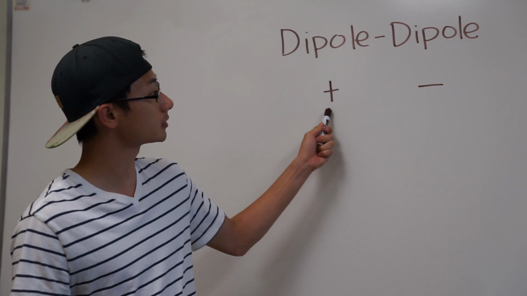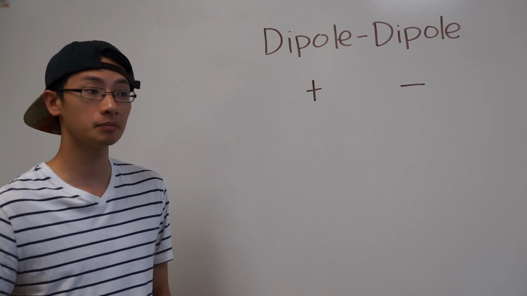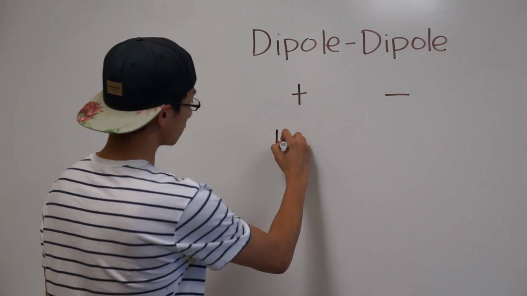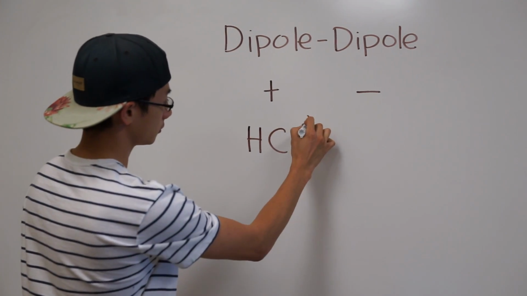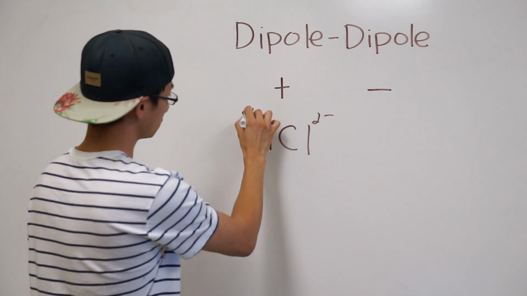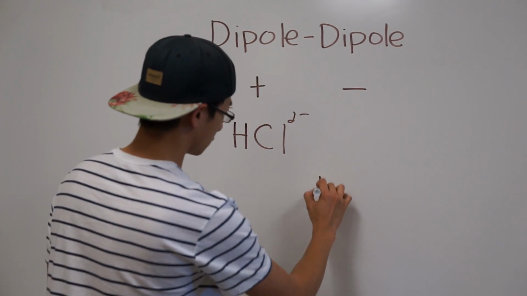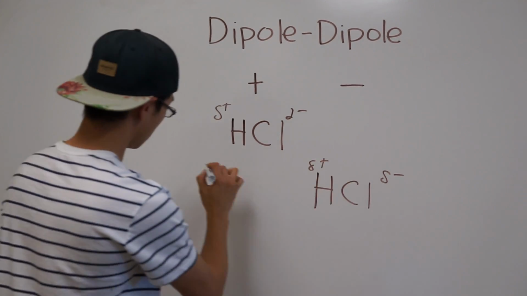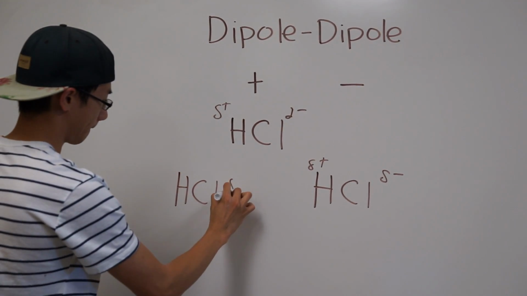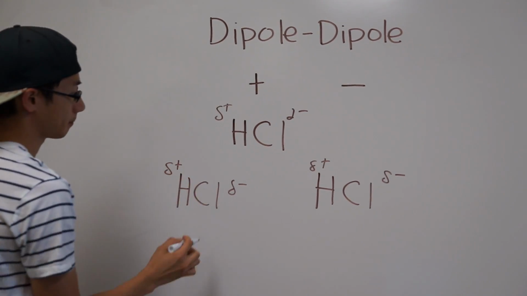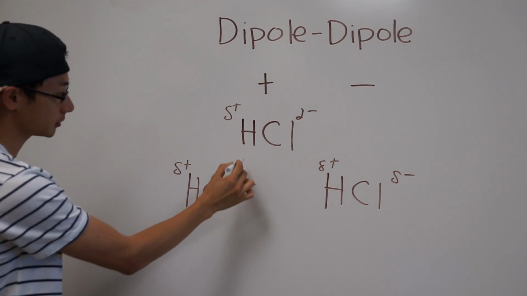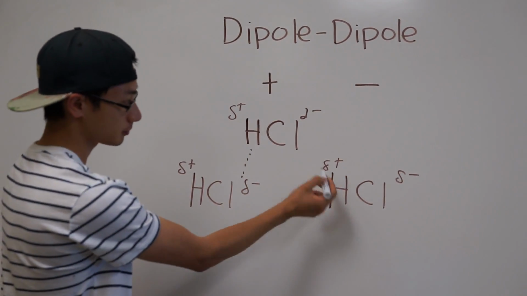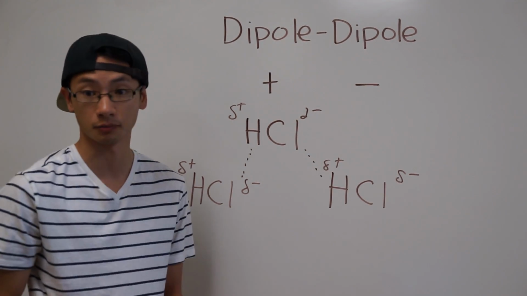It is between a positive and a negative charge. This happens between molecules with a permanent positive and negative. So for example, hydrochloric acid. This side is partial negative, this side is partial positive. With another one, HCl, and another one, this negative attracts to this positive, which creates an intermolecular force. And this negative attracts to this positive, which also creates another intermolecular force.